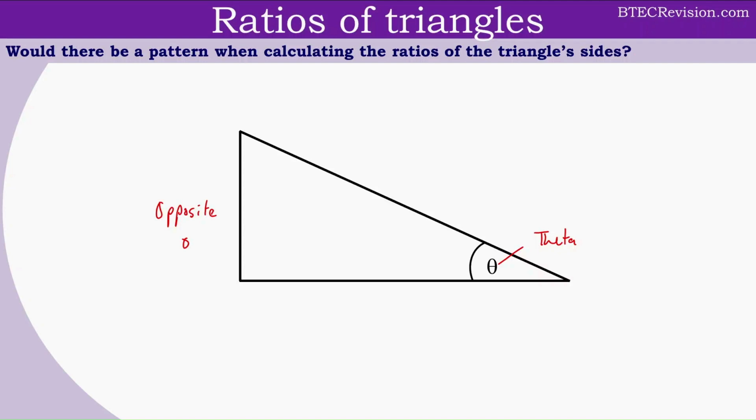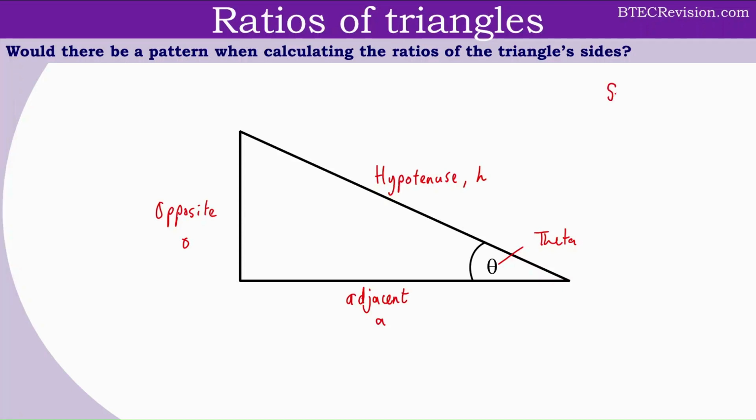Next to the angle, we have the shorter side, that's called the adjacent. And this can be abbreviated to the letter A. The longest side next to the angle here is called the hypotenuse. And this can be abbreviated to H. These ratios are called trigonometric ratios.